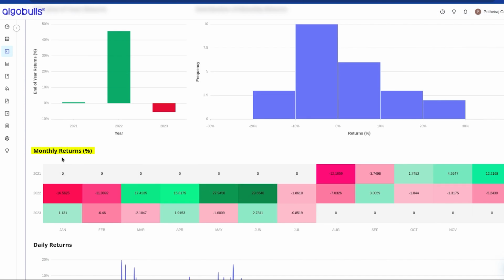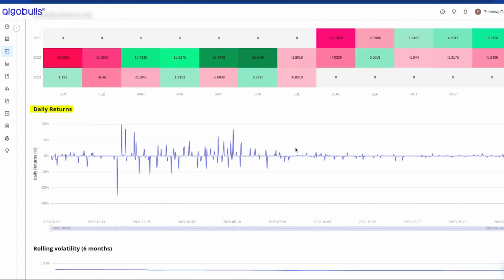Next is monthly return heat map. The monthly return heat map offers a color-coded view of our strategy's performance across months. Shades of green indicate positive returns, while shades of red signify losses. This visual tool helps spot trends and patterns, aiding in identifying strong and weak performance periods.